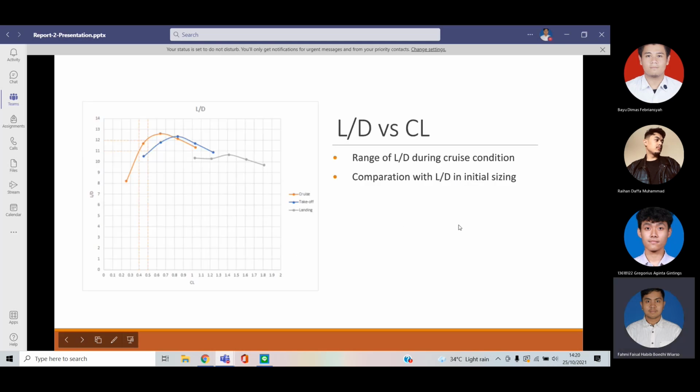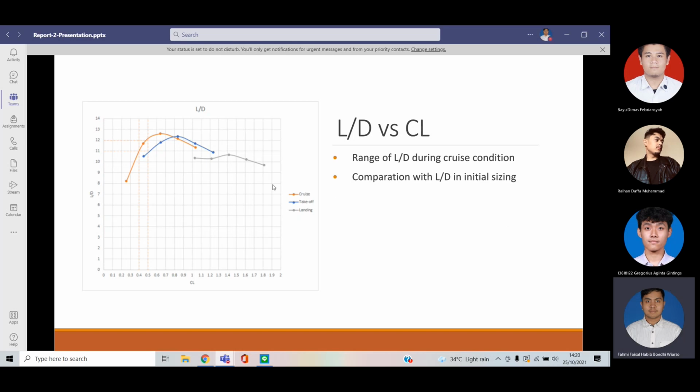And then this is the L/D versus CL graph. For the cruise condition, the L/D is in the region of 10 to 12 at the 0.4 to 0.5 lift coefficient. And then we also present the L/D for takeoff and landing configuration.